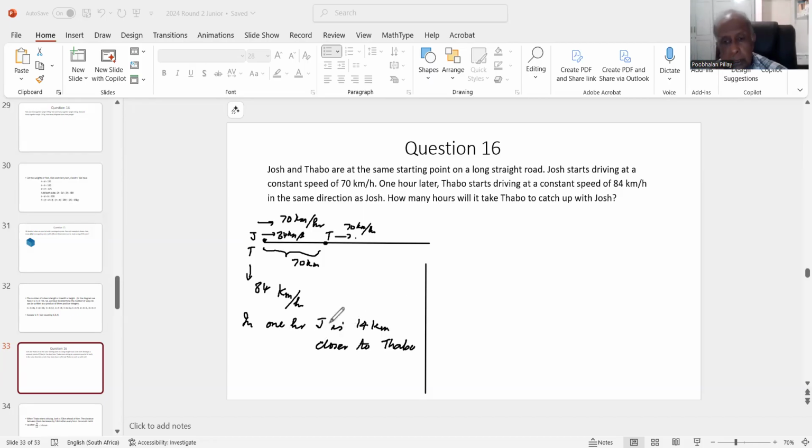Right. So you can see now how long will it take to cover 70? How many 14s are there in 70? Each hour he gets 14 kilometers closer. So after how long will he catch up? It's 70 divided by 14. 7 goes into 70 ten times, 14 is 7 times 2, so 10 divided by 2 is 5. So the answer is 5 hours.